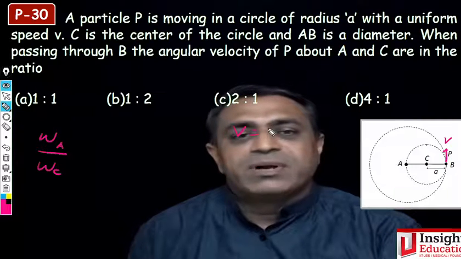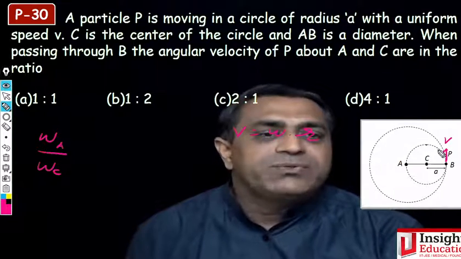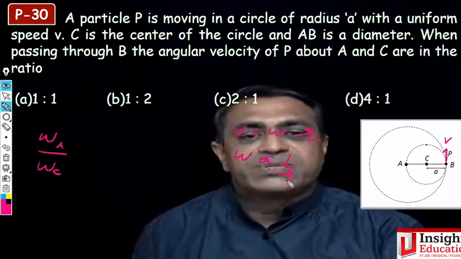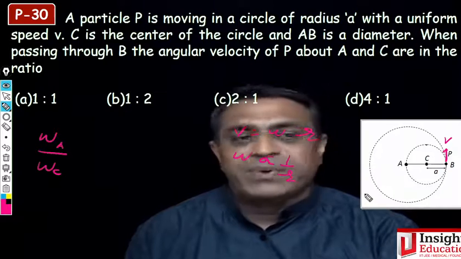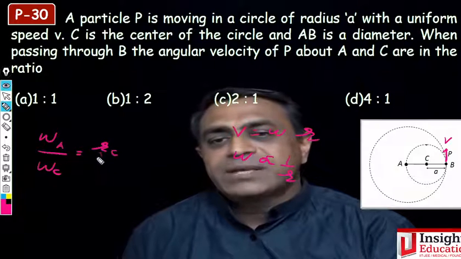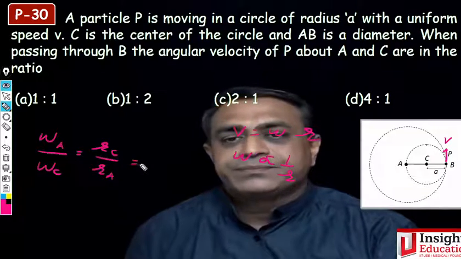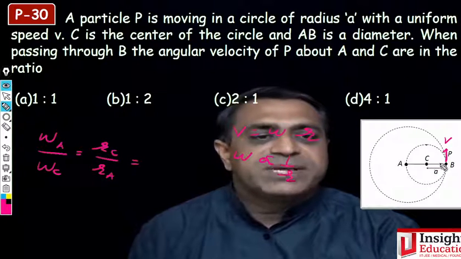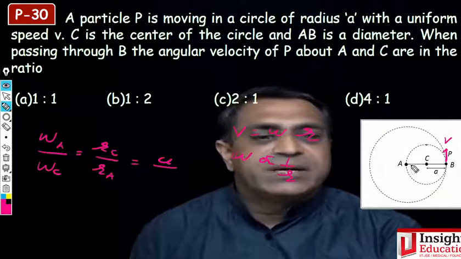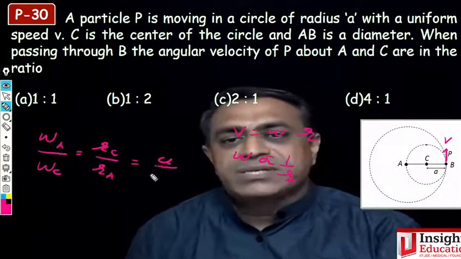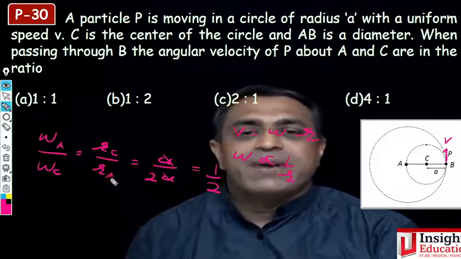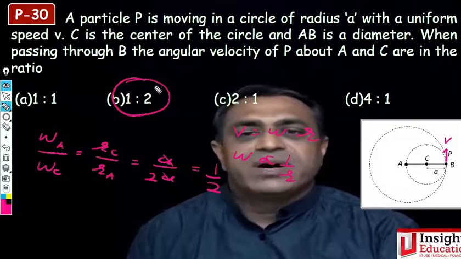So V is equal to omega into R. V is constant for both cases. It means omega is inversely proportional to R. So for omega A upon omega C, I can write it is equal to RC upon RA. When C is the center, the distance is A. When A is the center, the distance is A plus A, so I can say 2A. So the answer is 1 upon 2. So omega A by omega C is 1:2.